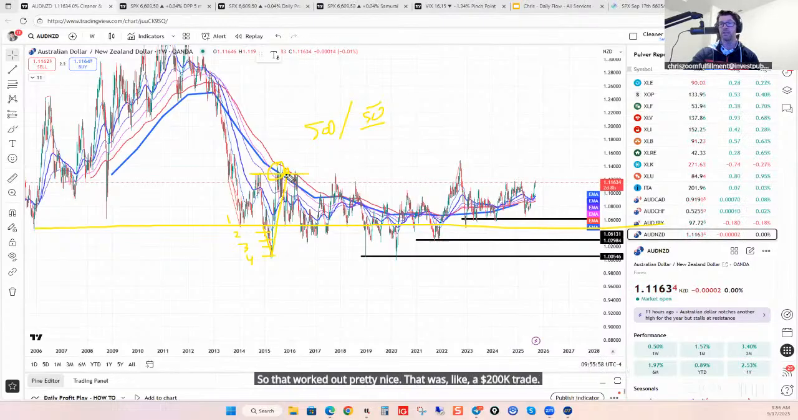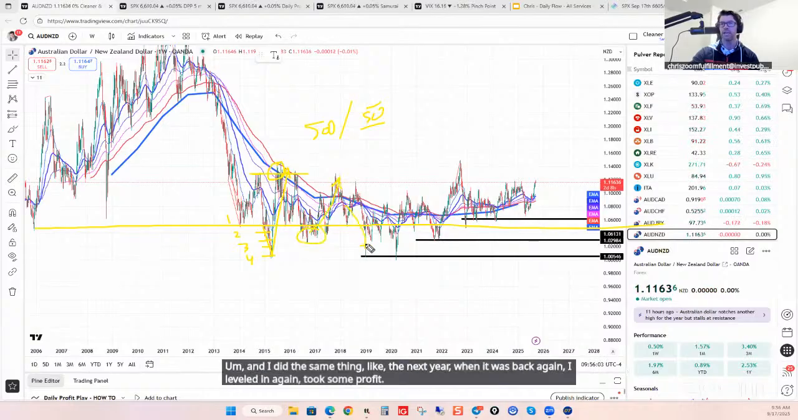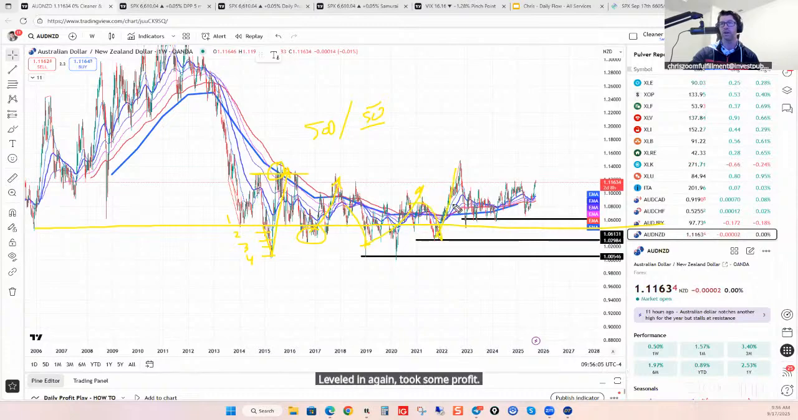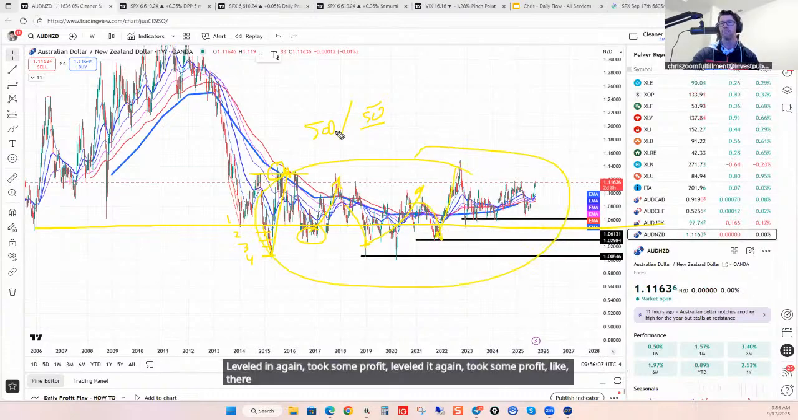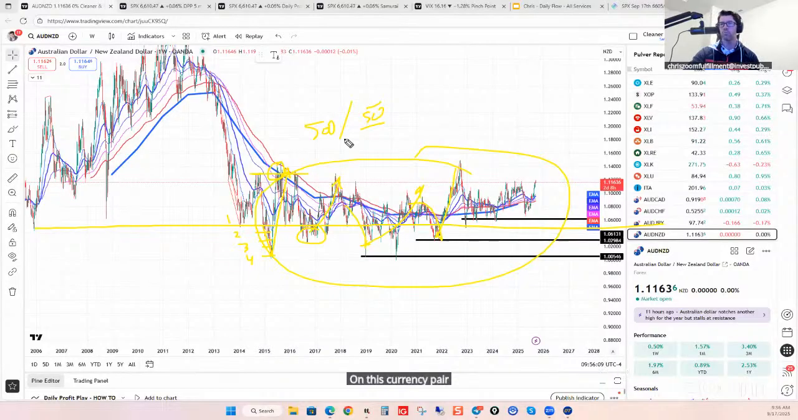And I did the same thing the next year when it was back again. I leveled in again, took some profit, leveled in again, took some profit, leveled in again, took some profit. There were 4 trades on this currency pair that were upwards of 6-figure profits. So I was very fond of the Aussie New Zealand for a long time.